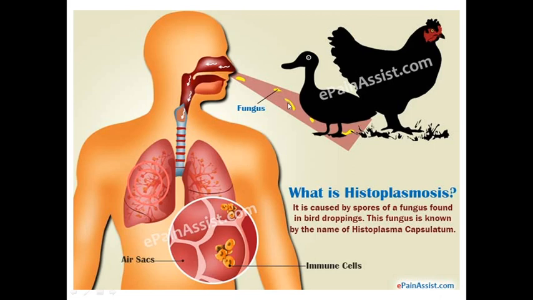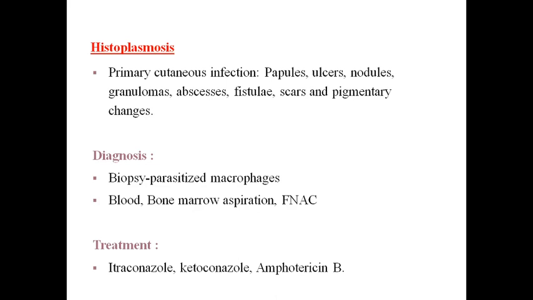When these droppings containing fungus become dust and the dust is inhaled, then this fungus goes to the lungs, and from there it can be disseminated to other organs, and secondarily skin can also be affected. Then primary, when only skin is involved, then it is primary cutaneous infection. It is rare. Then the lesions start as a papule, which ulcerate later on, and nodular lesions can also be there. Then there is granuloma formation. Sometimes there can be abscess formation, and subsequently fistula and scar. They heal with scarring and pigmentary change with antifungal therapy.